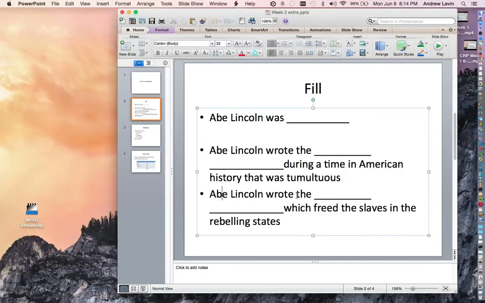Now here, Abe Lincoln wrote the blank blank, which freed the slaves in the rebelling states. Pretty much there's only one answer there, and that's the Emancipation Proclamation. So when you write fill-ins, you have to be specific enough to avoid the Abe Lincoln question. And the blank has to go at the end. Those are the keys there for fill-ins.